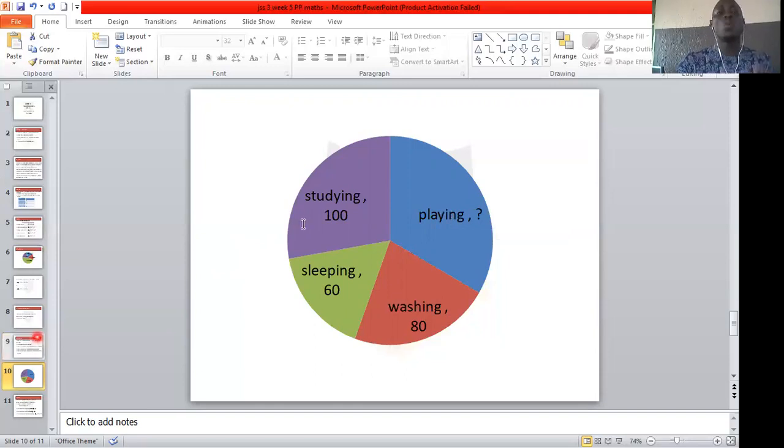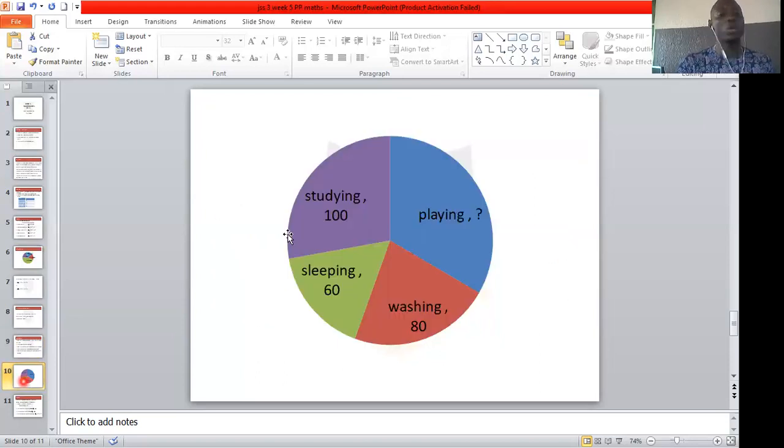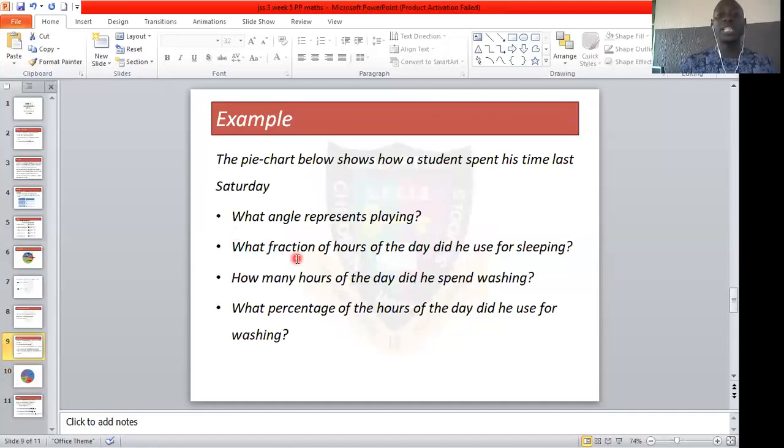Question number one says, what angle represents playing? You know, 100 degrees represents studying, 60 degrees represents sleeping, 80 degrees represents washing, and playing, what is the angle of playing? Number two, what fraction of the hours of the day did you use sleeping?